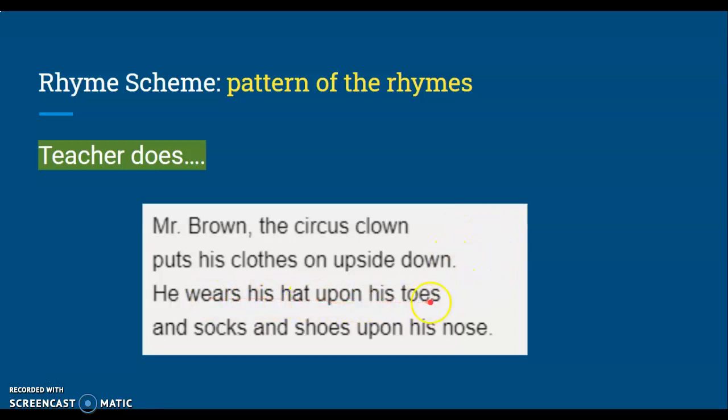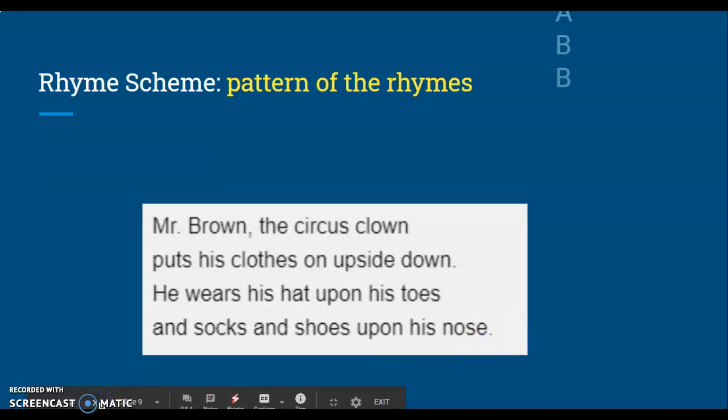He wears his hat upon his toes. Okay, so toes does not rhyme with clown. So this line's going to be a B. And socks and shoes upon his nose. Okay, well, nose doesn't rhyme with clown, so it can't be A, but it does rhyme with toes. So that's going to be a B. So we have a rhyme scheme of A, B, B.